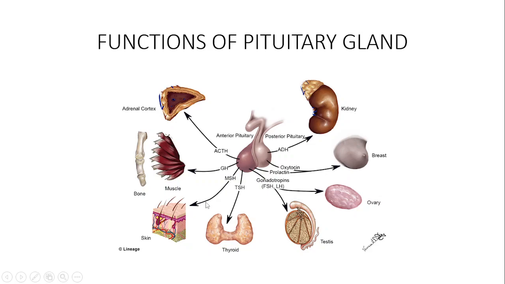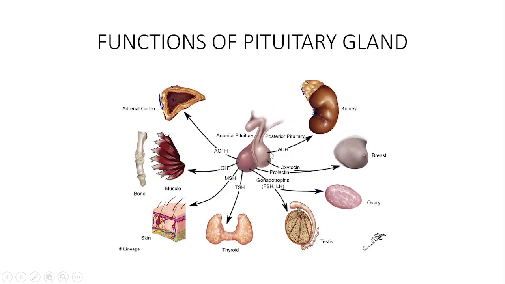Now, let's shift our attention to the posterior lobe of the pituitary gland. The posterior lobe. What are the two major hormones produced there? ADH, which is antidiuretic hormone, also known as what? Vasopressin. And the second one is what? Oxytocin.